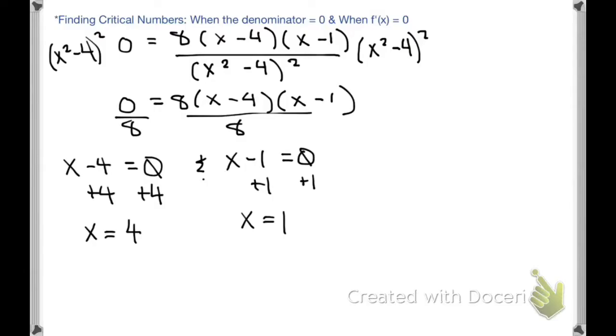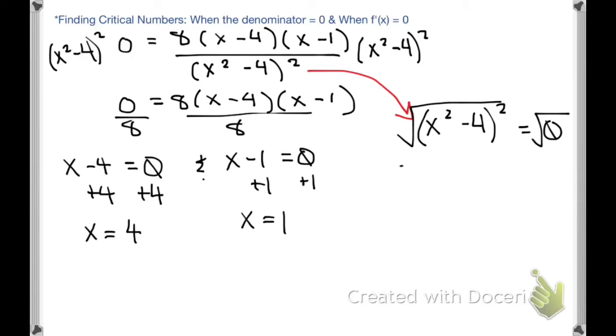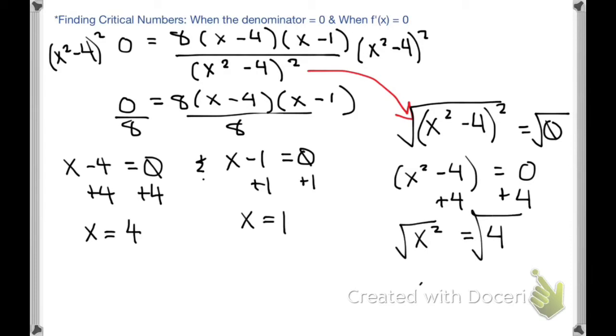Now what we're going to do next is set our denominator equal to 0. So that's going to look like (x squared minus 4) squared equal to 0. And we're going to solve for x. So we're going to take the square root of both sides to get rid of that second power. That's just going to leave us with x squared minus 4 is equal to 0. And then we add 4 to both sides, and we just get x squared is equal to 4, and we take the square root again to get an answer of x is equal to plus or minus 2.